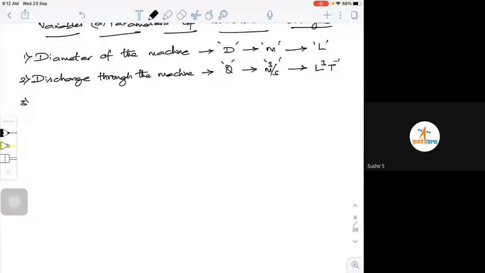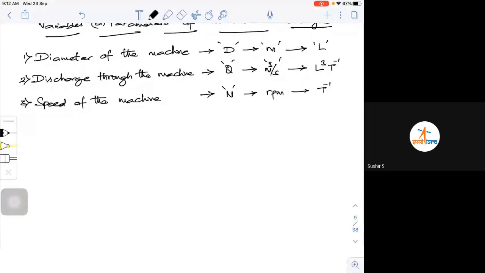Now, as I told, my turbo machine is a rotating member. It has to rotate at some constant speed. Then speed becomes one of my parameters. So speed of the machine is one of my parameters. It is given by capital N or small n, in RPM. It is revolutions per minute, so it is T to the power of minus 1.